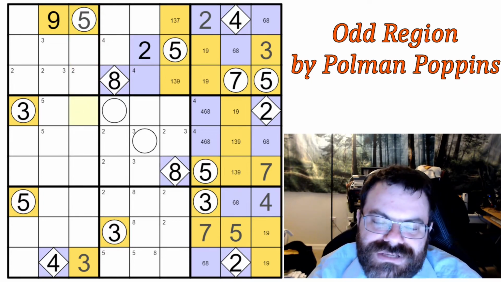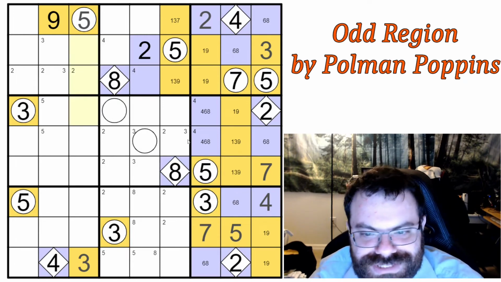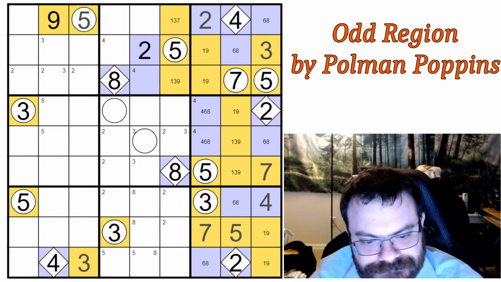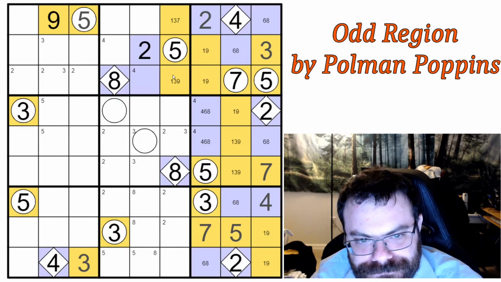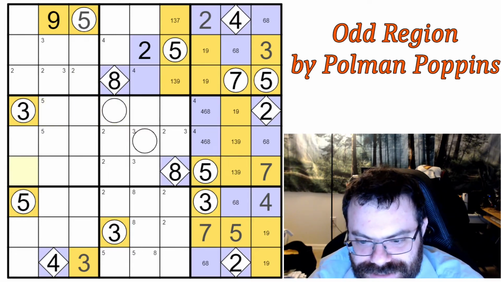Which means this has to be even? No, it doesn't, because either of these could be even. One of these 3 is even. That doesn't mean much to me. Don't think so, at least. Let's find a different deduction. This 3 can't come right too. That's not meaning much to me.